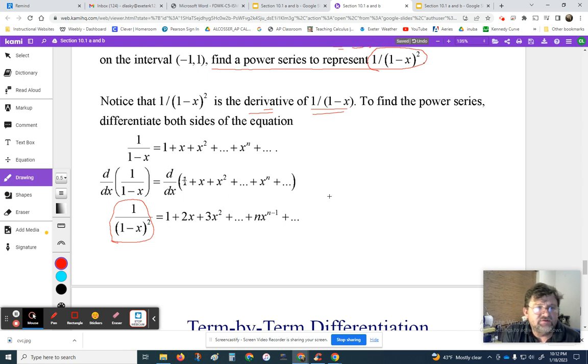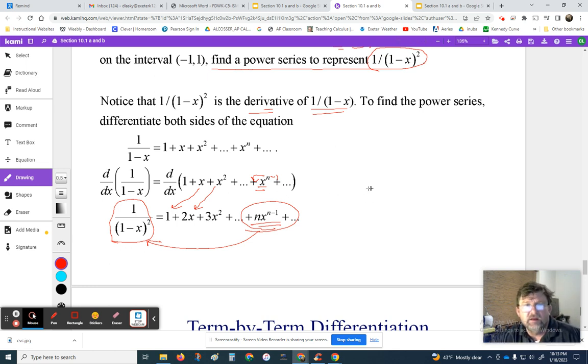And then the derivative of 1 is 0, so it's not there. The derivative of x is 1. The derivative of x squared is 2x. The derivative of x cubed is 3x squared. And the derivative of this is multiply n down, and subtract 1, and so we get this piece here. So this representation is the same as that derivative, okay? So this power series is the equivalent to that piece there.